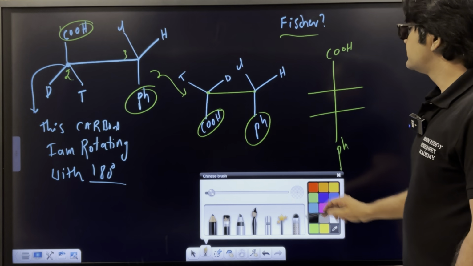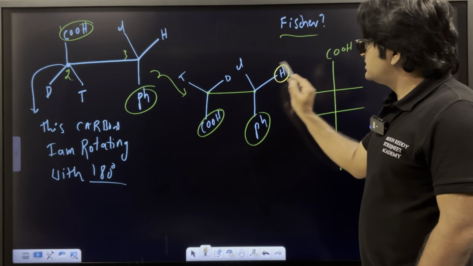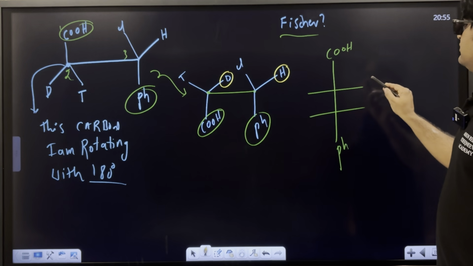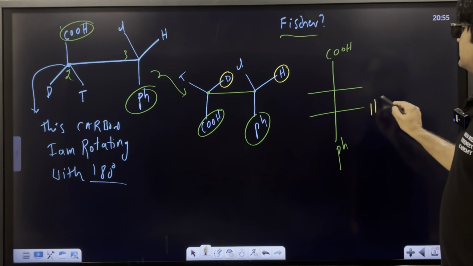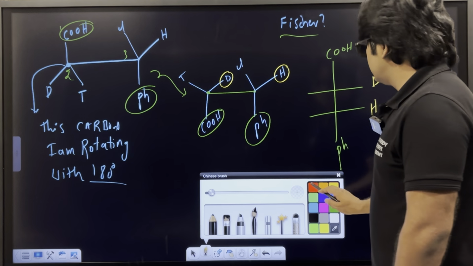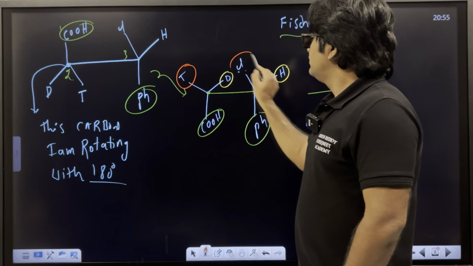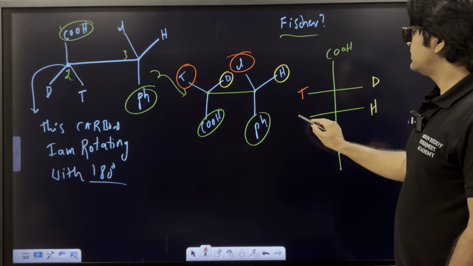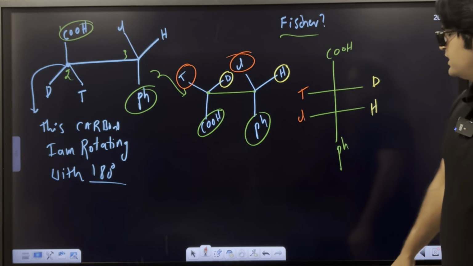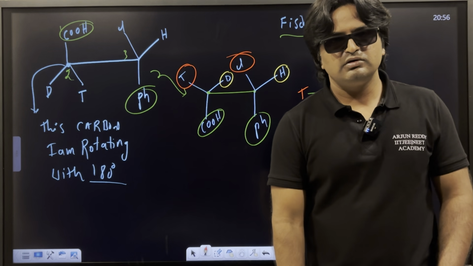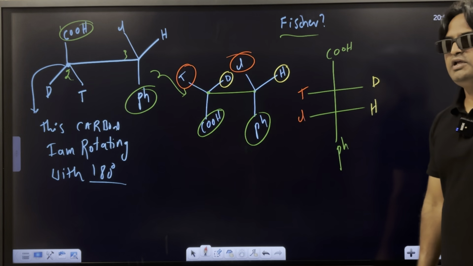Come to the remaining groups. Here hydrogen is just on the right side and here deuterium on the right side. You can write like this: hydrogen and deuterium. These two are eclipsing. And come to tritium and chlorine. Here tritium, next one chlorine. That is the arrangement of groups. That is the way of converting Sawhorse to Fischer. Clear?